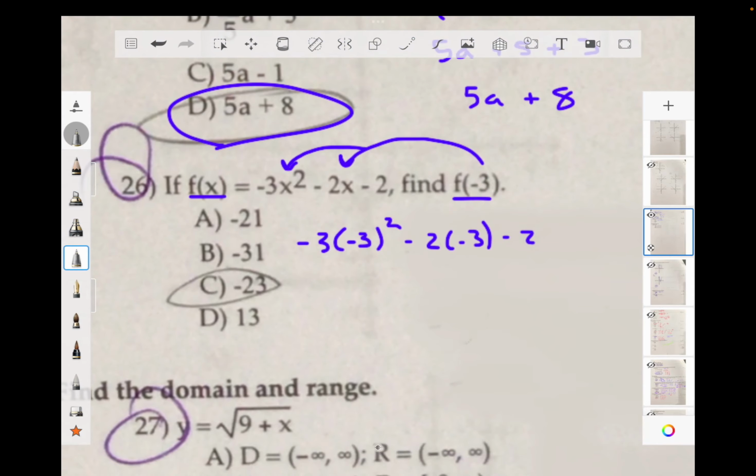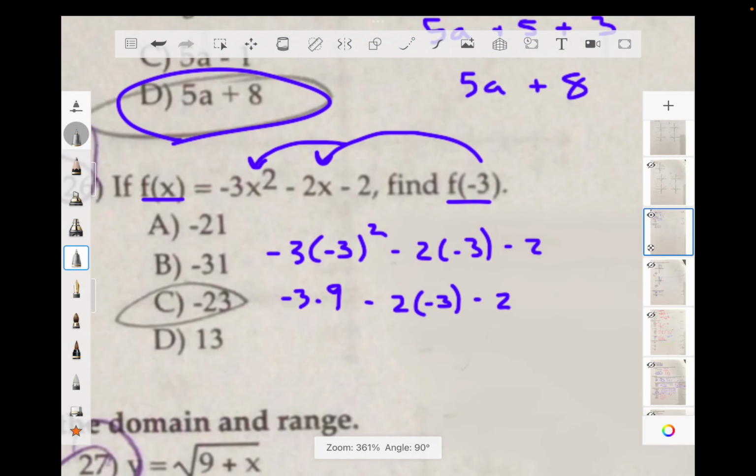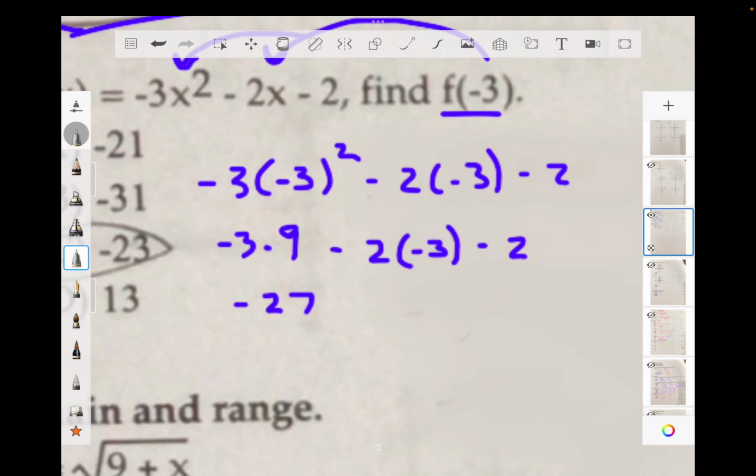So -3 squared is going to be 9, times -3, minus 2 times -3. I guess I could have just done that one. Minus 2. -3 times 9 is -27. -2 times -3 is going to be +6. Or you could do 2 times -3 is -6, which minus, plus, +6. But, I mean, it's the same thing. It doesn't matter. So, +6 minus 2.